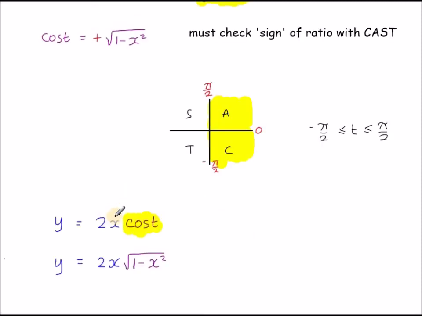So finishing off, we have 2x cos t, and cos t is root 1 minus x squared. We substitute that in, and we now have our Cartesian equation. We still need to look at domain and range.